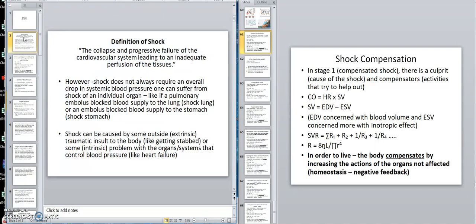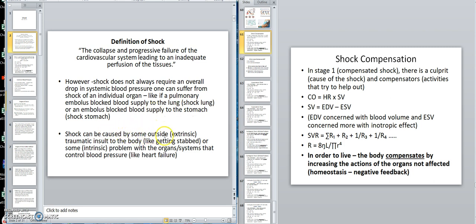Shock is basically the collapse and progressive failure of the cardiovascular system, leading to an inadequate perfusion of the tissues. Now, when you think of shock, most people think about, I don't have enough blood supply to the brain. Now, that generally will happen, but technically it's an inadequate perfusion of tissues. So you could have just one organ having shock, so we could say shock kidney, shock lung, type of thing when you get into clinical.